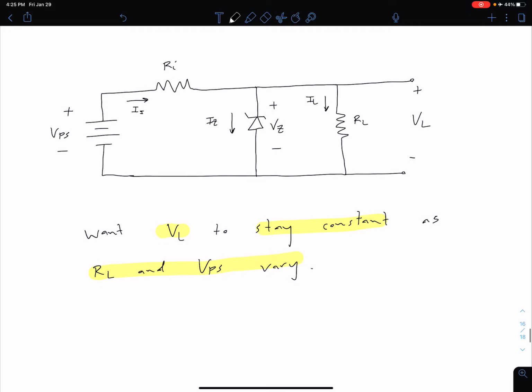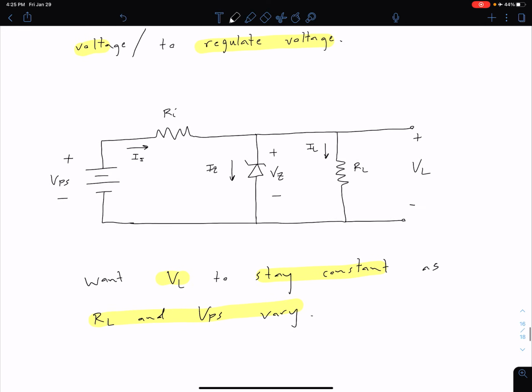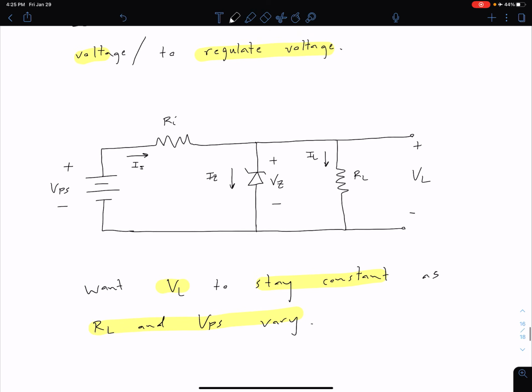Okay, and then one other note too is that we have this Ri resistance in here, this input resistance, which is just going to limit current through our Zener diode. We do want some kind of safeguard in there to protect our diode.